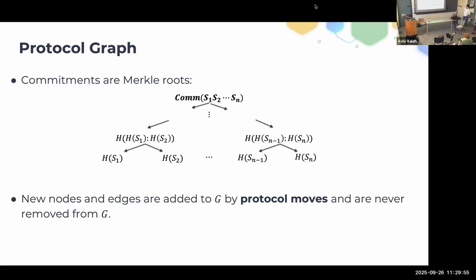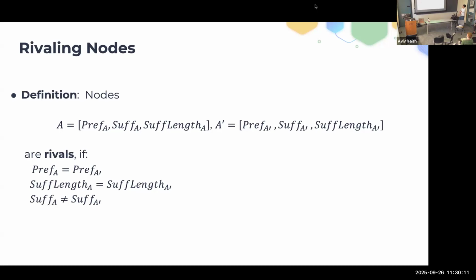So, as I said, commitments are Merkle roots, made using some agreed upon hash function H. And new nodes, as I said, are added by protocol moves. And once a node is added, it's never removed from the graph. Now an important concept or definition is rivaling nodes. Two nodes A and A prime are called rivals if they agree on the prefix, agree on the length, but disagree on the suffix of that length. That means that they are competing claims.